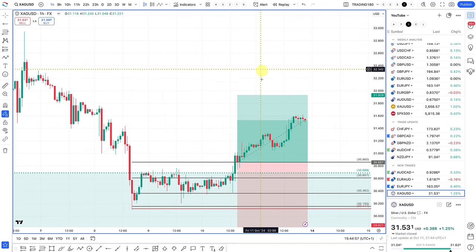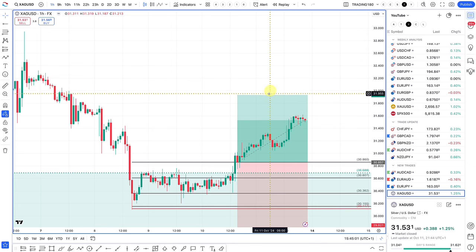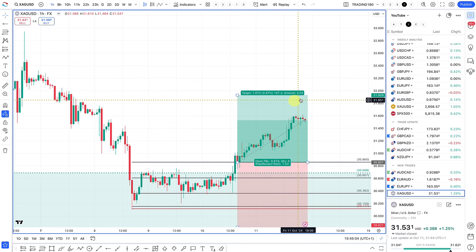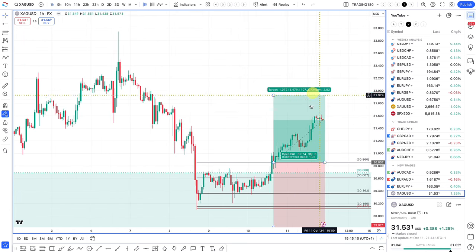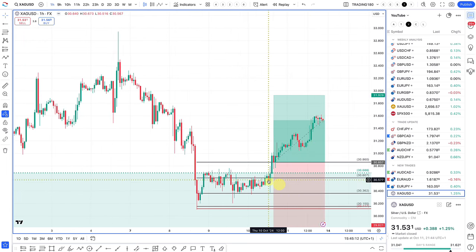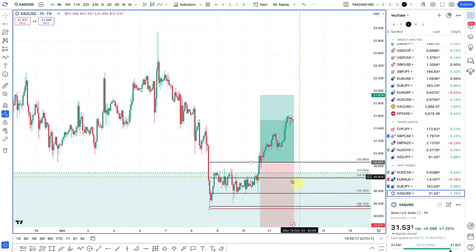And my 1-to-1 position is going to be up at the 31, or just below the 32 area. And if prices reach there, I'll just take off 50%, close the other positions, and then I'll hold that trade and try to trail up my stop. So that's where I am with silver at the moment.